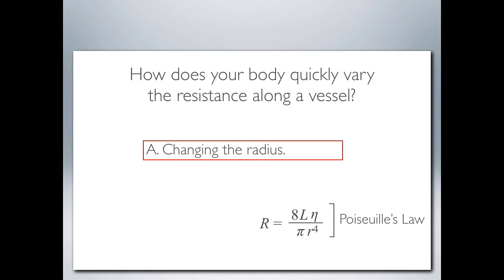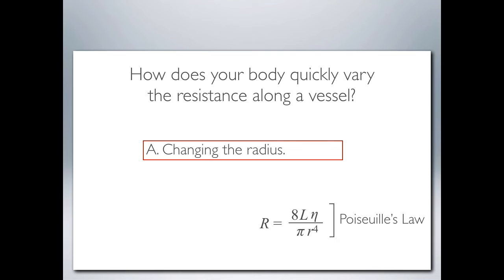Because we're modeling the resistance that they each provide, and if they all have that same radius, then they're all contributing with the same amount of resistance. So Poiseuille's law just really emphasizes the importance of radius on peripheral resistance.